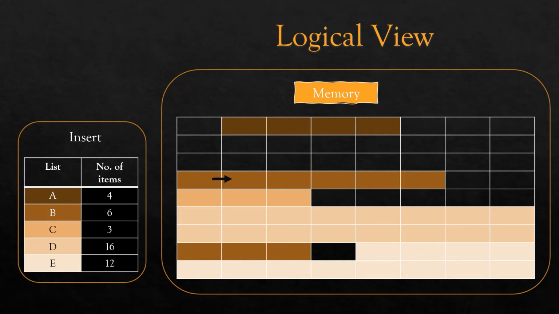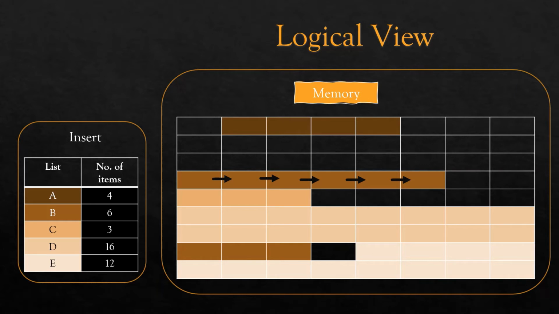B is a list of 6 integers, and the first element in B points to the second element in B. The second element points to the third element. The third element points to the fourth element. The fourth element points to the fifth element, and the fifth element points to the sixth element.